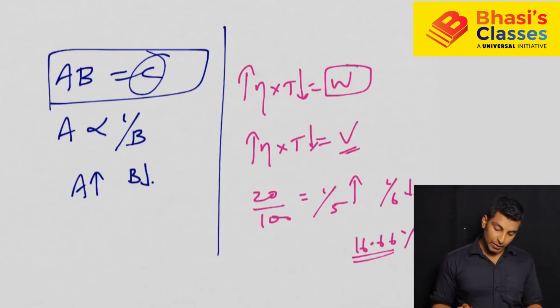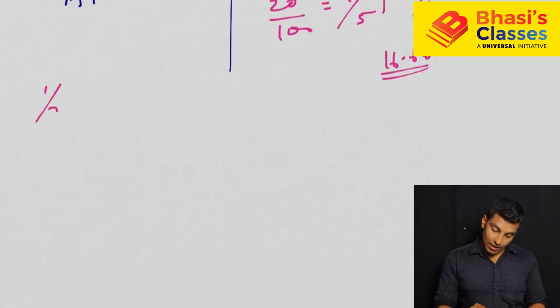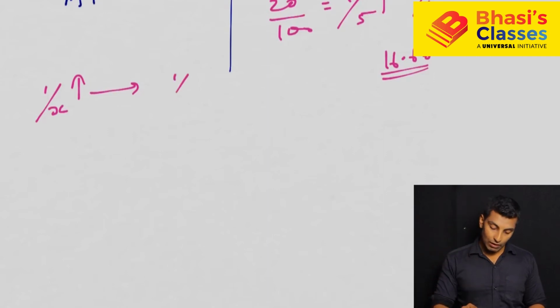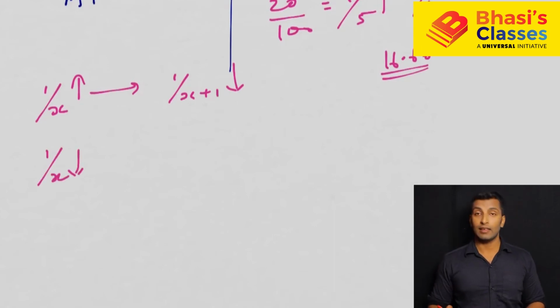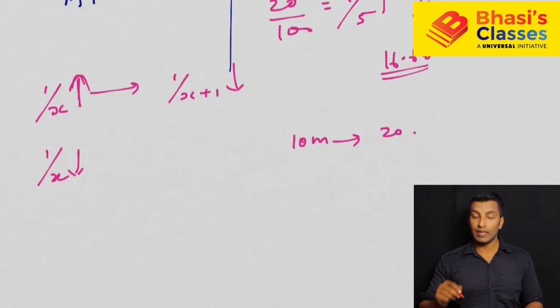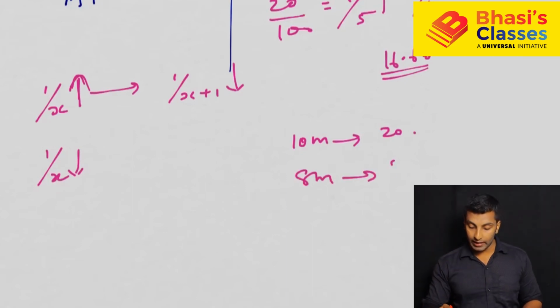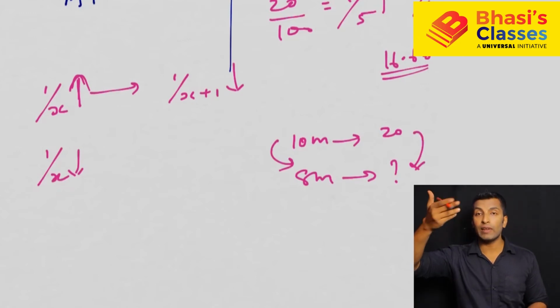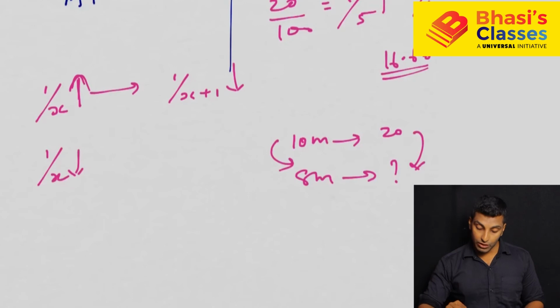Now how are you writing this? Because you just need to know this. If one is increased by 1 by x, the other will decrease by 1 by x plus 1. What if, instead of an increase, it is a 1 by x decrease? It's like number of men, like this. 10 men can finish in 20 days. Now instead of increase, what is the decrease? 8 men in how many days? So here you can see a decrease, right? So what will happen here? Number of days will increase. Let's see how you will solve this question.